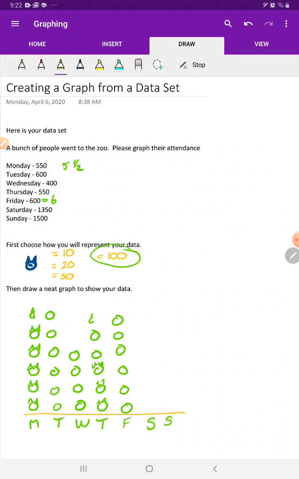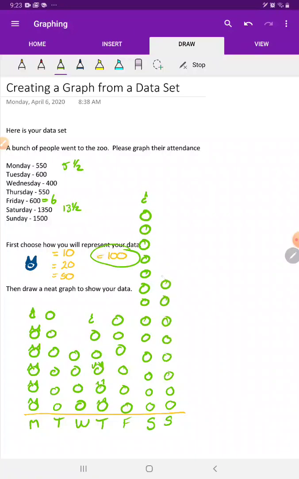I forgot to put Sunday on. Saturday, I now have 1350. So that means I need to draw 13.5 cat heads. 1, 2, 3, 4, 5, 6, 7, 8, 9, 10, 11, 12, 13.5. And then on Sunday, I need to draw 15. 1, 2, 3, 4, 5, 6, 7, 8, 9, 10, 11, 12, 13, 14, 15.